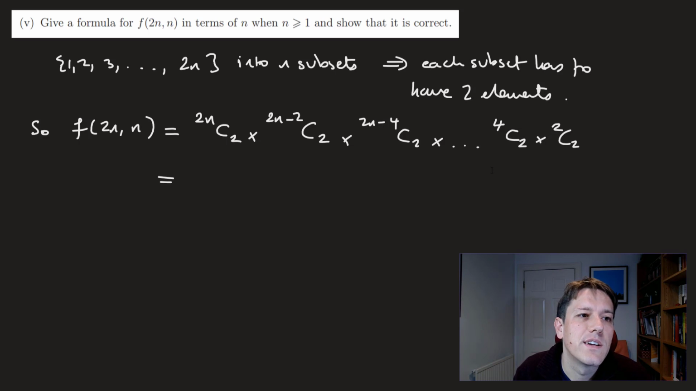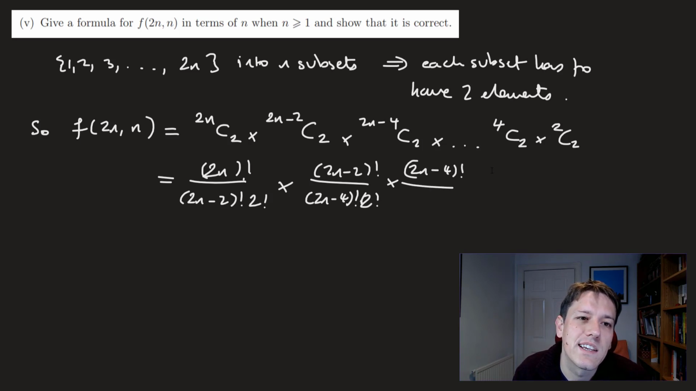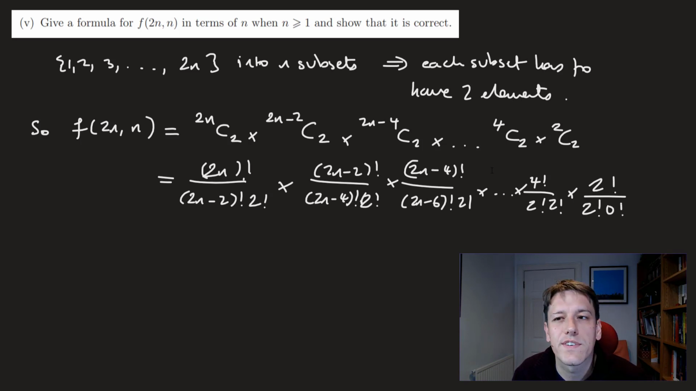So using the formula for nCr, I've got 2n factorial over 2n minus 2 factorial times 2 factorial, and then 2n minus 2 factorial over 2n minus 4 factorial times 2 factorial. I'll think about overcounting in a second, by the way. You can start to see the telescoping argument here, or the cancellation. Eventually I get all the way down to 4 factorial over 2 factorial 2 factorial, and the last term is just 1, but I could write it as 2 factorial over 2 factorial 0 factorial for completeness.